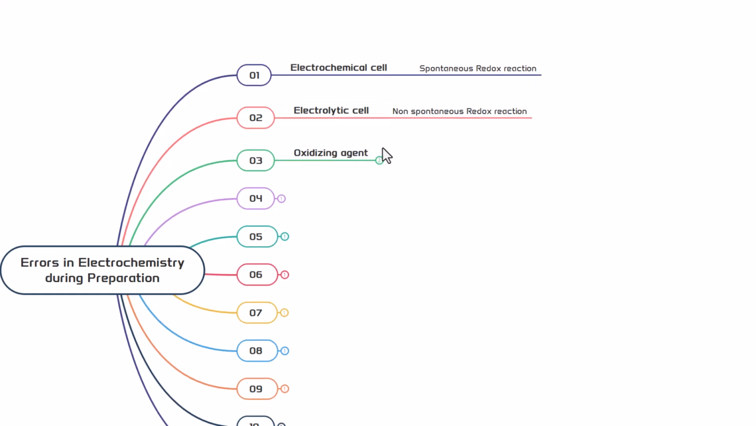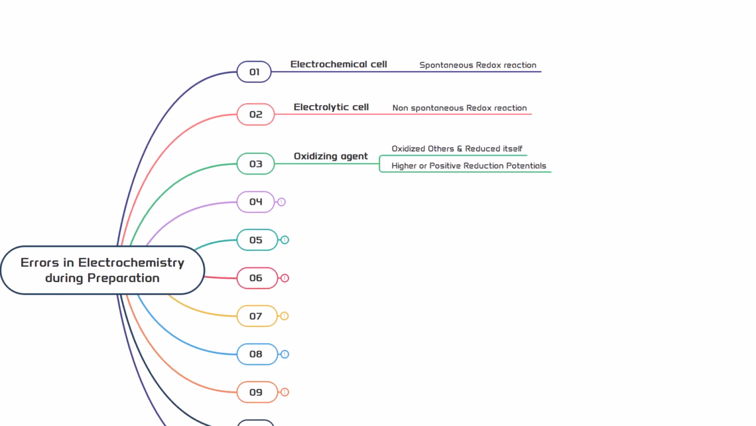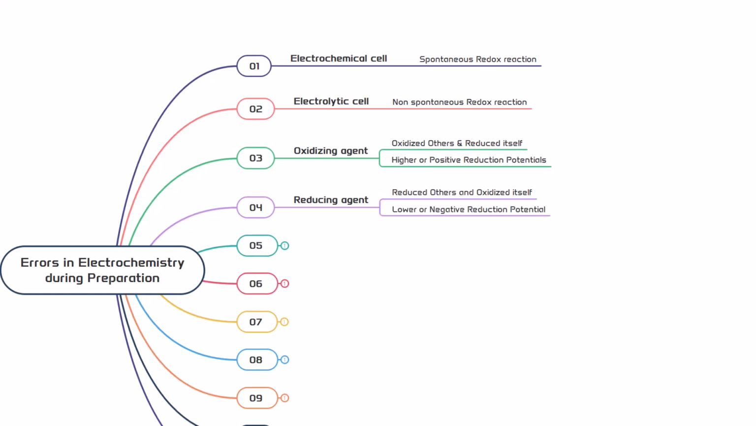Oxidizing agent. The meaning of oxidizing agent is that it oxidizes others and is reduced itself. So as far as reduction potential is concerned, the substance or atom which oxidizes others has a higher or positive reduction potential, because it tends to reduce itself and oxidize others. Reducing agent. In the same way, a reducing agent reduces others and is oxidized itself. So the elements or compounds which act as reducing agents have a lower or negative reduction potential.